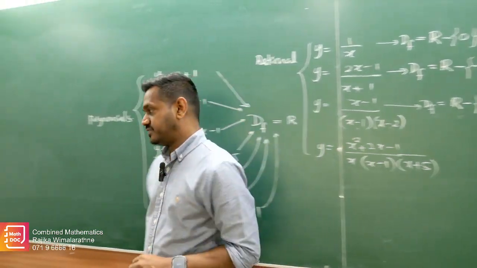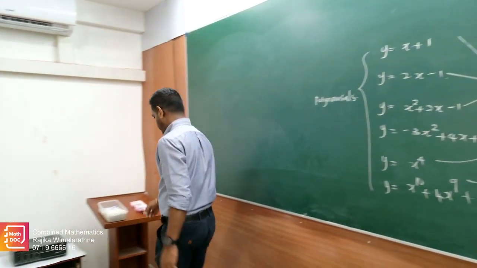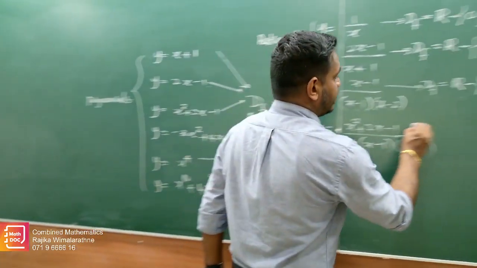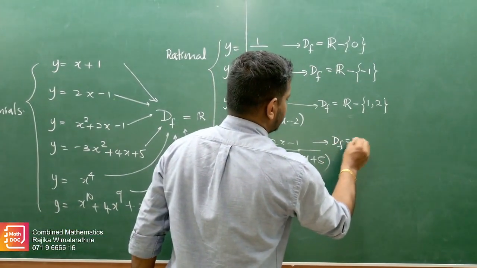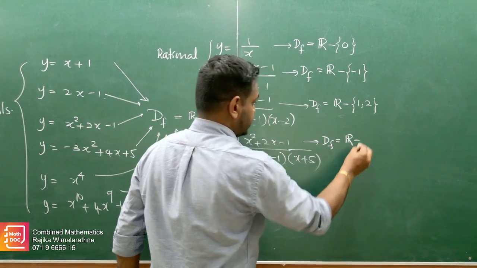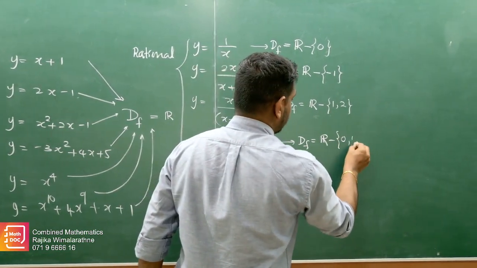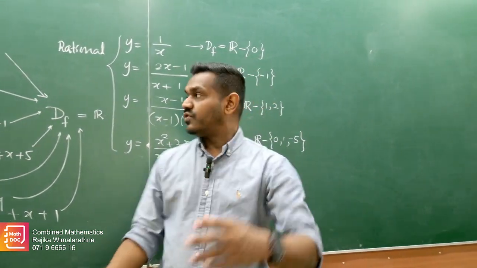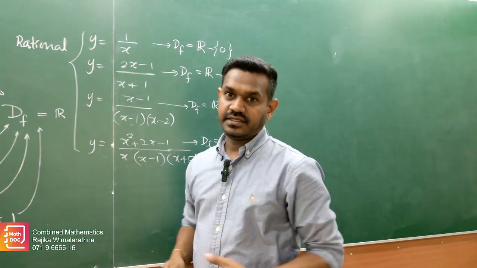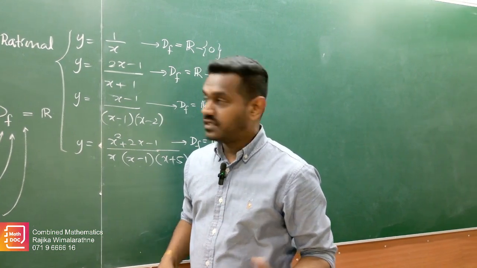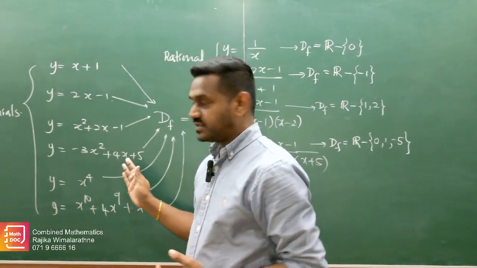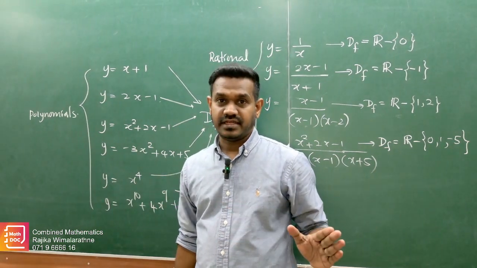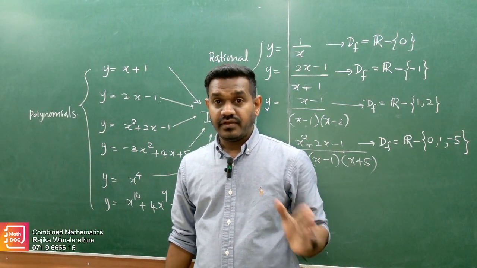Okay, let's move further. Here the domain is the real values without 0, 1 and minus 5. You identify that for these types of rational functions, their domains are different. But for polynomial functions, domains are the real set. Now let's do another example.